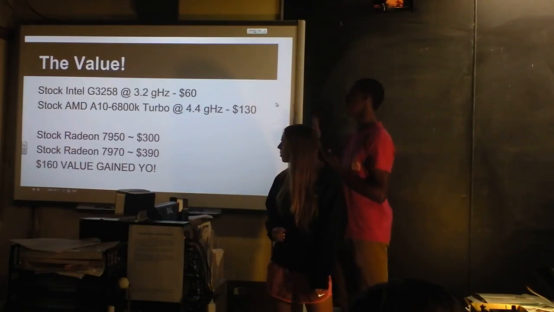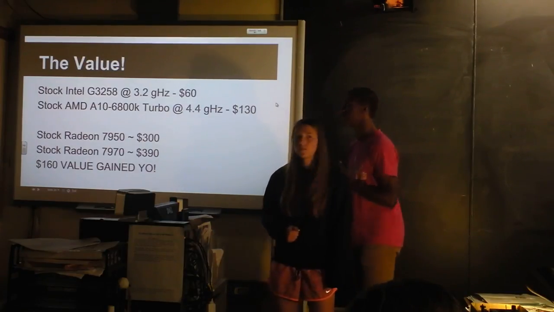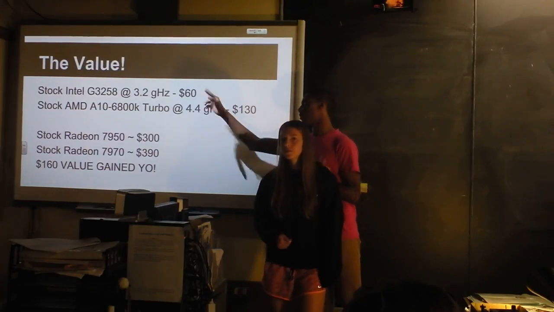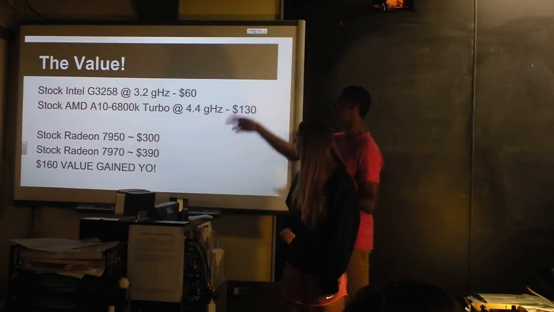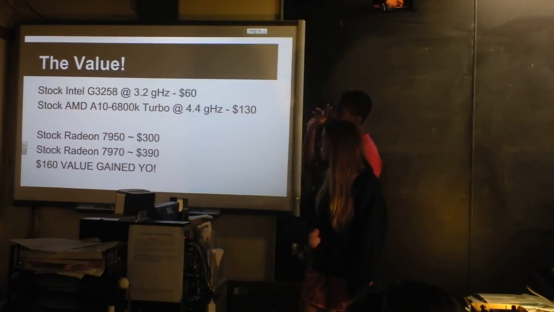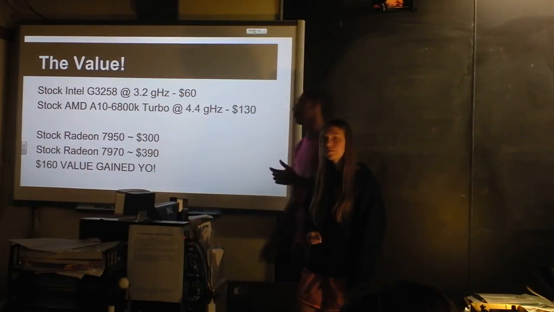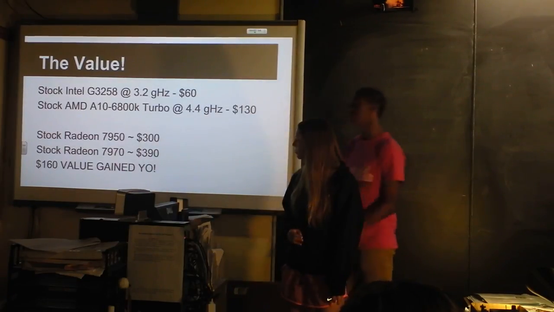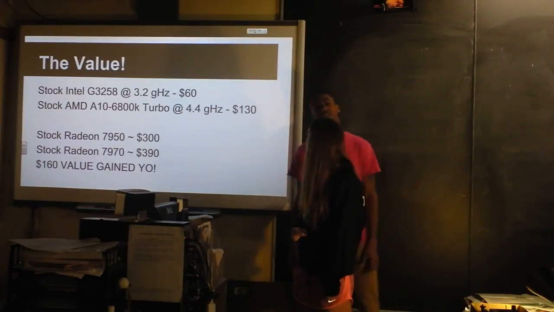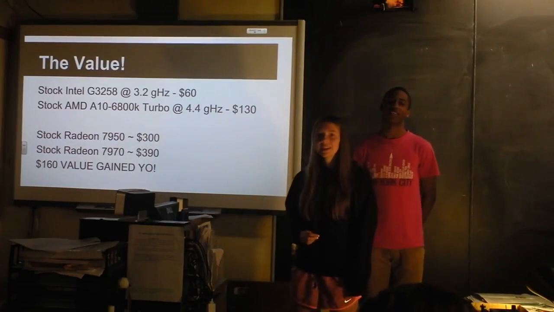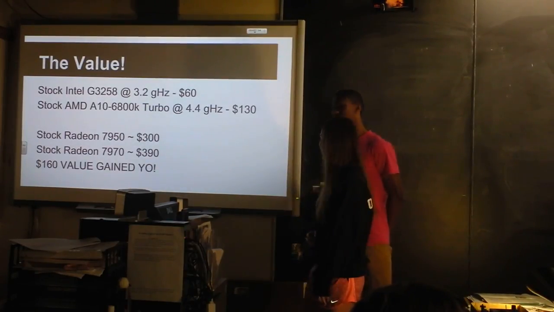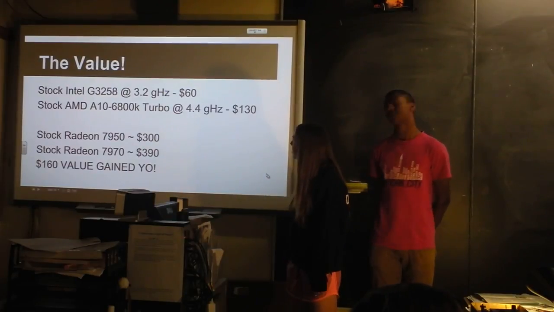And this is just showing how much value we got from overclocking as opposed to just using it. I paid $60 for the processor, and it's working at the frequency of a $130 processor. And then the graphics card is working to the performance of one that costs $90 more. So we got $160 of value just from overclocking. And nothing exploded. Yes, nothing exploded. That's it.